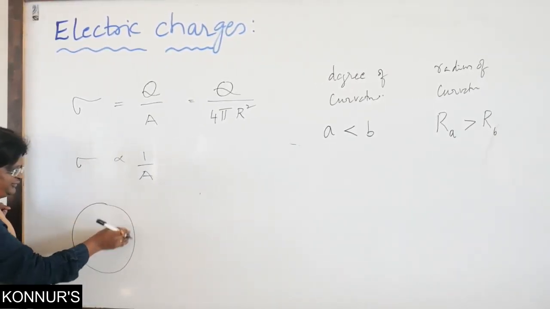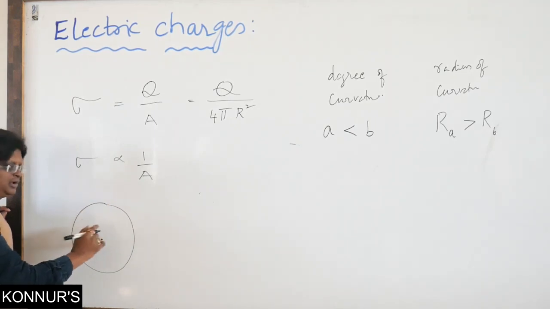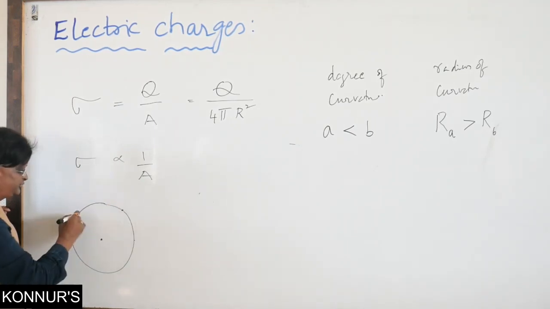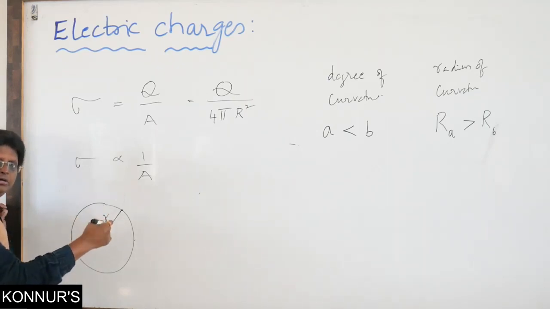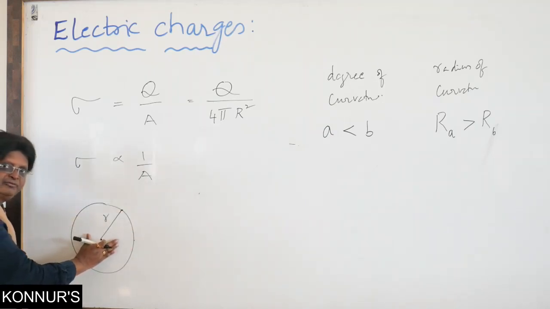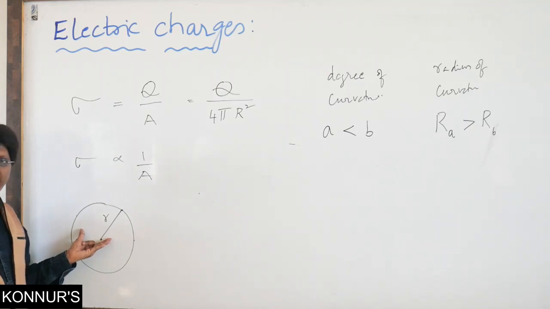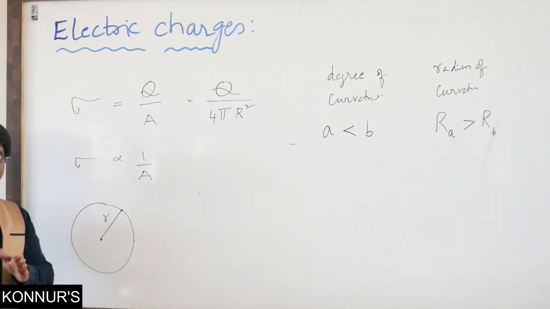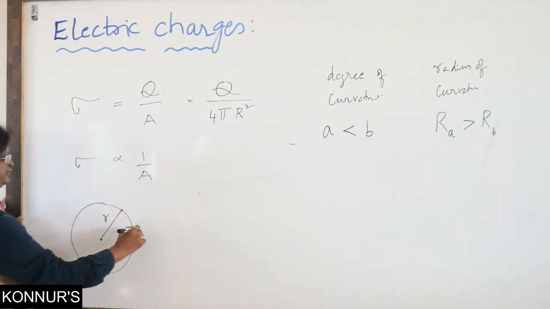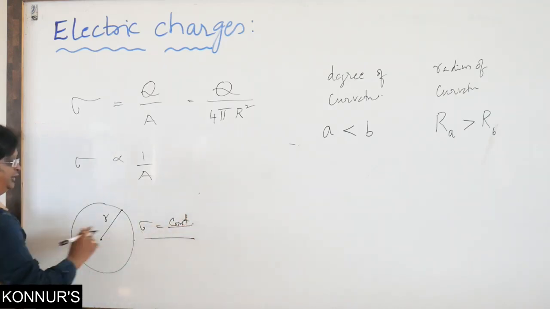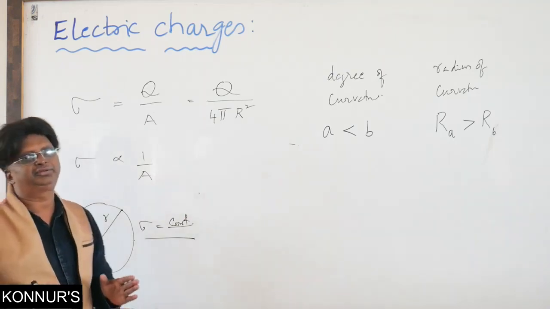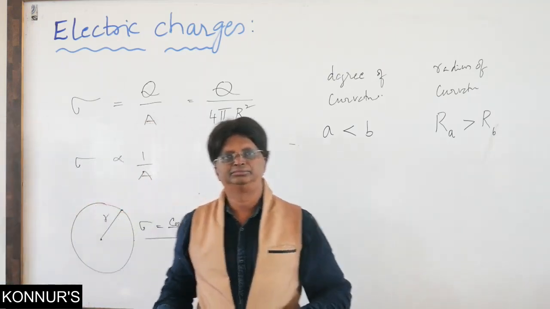Because it is a spherical surface, the surface is uniform throughout. If you consider any point on the surface, the radius of curvature will be the same, small r, capital R, whatever symbol we use. Therefore, when such spherical surfaces or spherical conductors are charged, sigma is constant, sigma is uniform. Uniform distribution of charge will be the case.